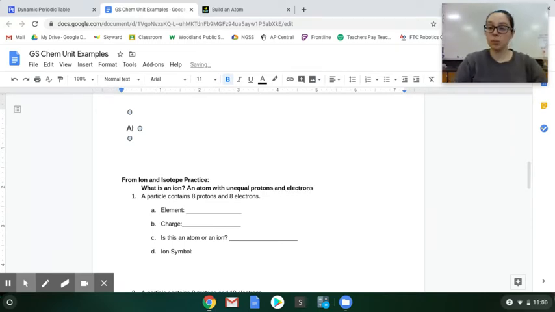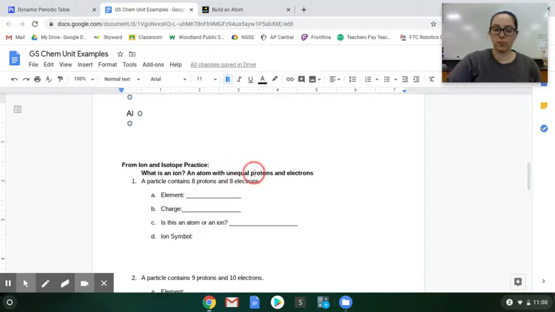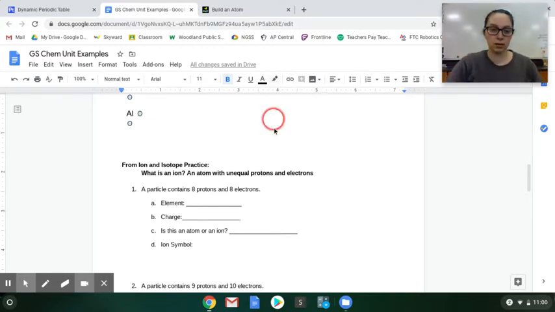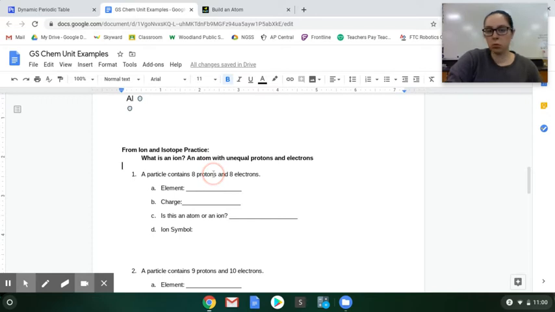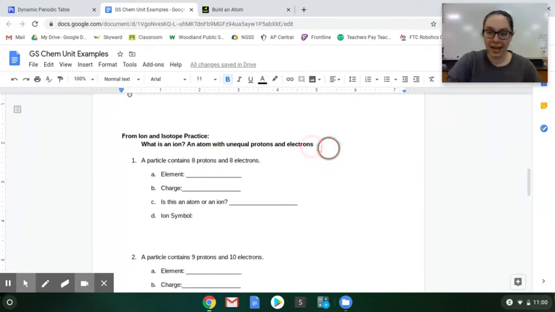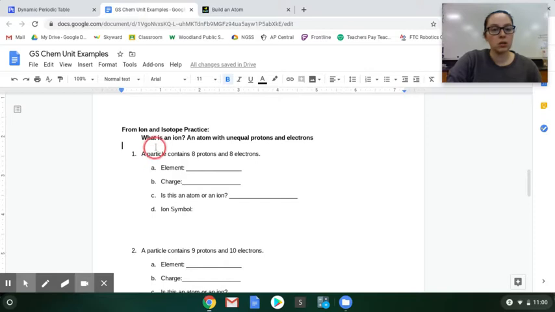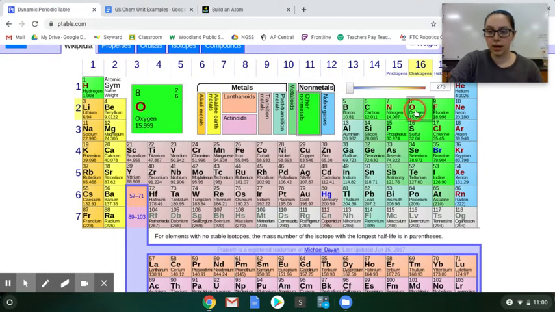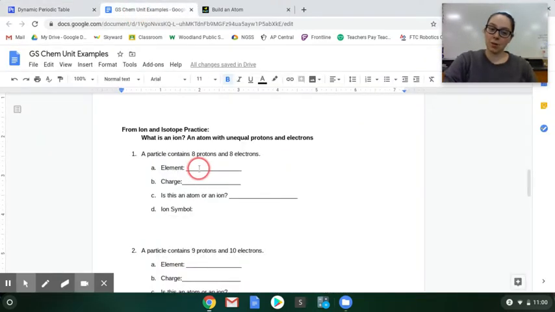Unequal protons and electrons. Questions 5 through 10 wanted you to first focus on ions. A particle contains 8 protons and 8 electrons. It wants us to say what this element is. If it has 8 protons, I need to go to my periodic table and look at the atomic numbers. Oxygen has an atomic number of 8, which means my element in question here is oxygen.